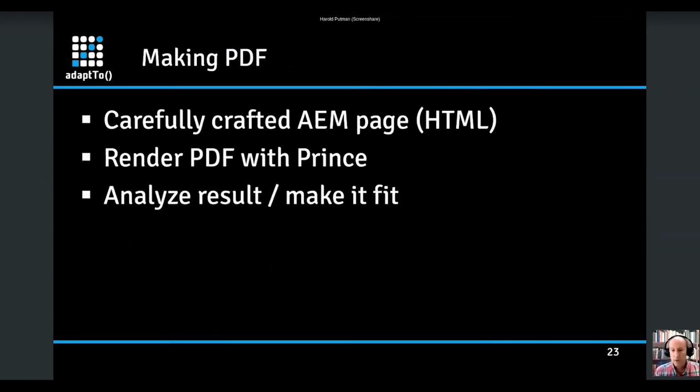To make the PDF file, we create a page in AEM that renders the content fragment into carefully constructed HTML. Prince is a third-party tool that renders that HTML into a PDF file. Because it's important that these brochures be exactly 4 pages, we also have a process that analyzes the resulting PDF, and if it spills onto an extra page, it'll make several modifications to the CSS in order to make it fit.